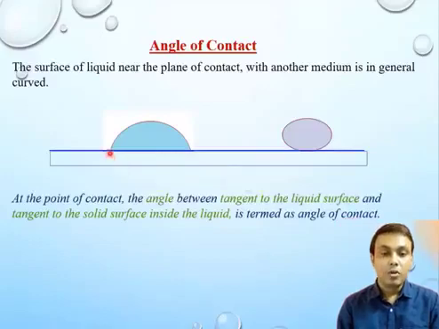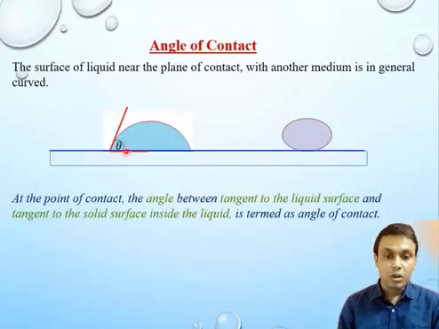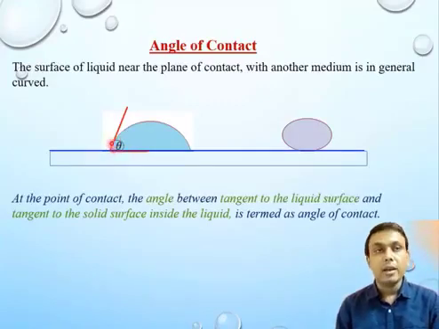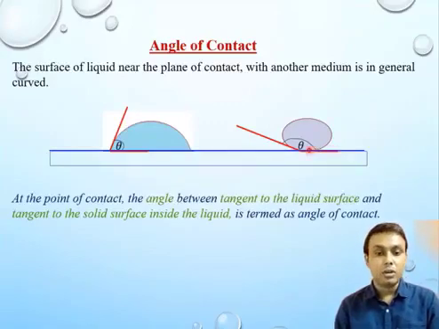That means if at this point we draw a tangent to the liquid surface and a tangent to the solid surface, that angle formed between them is called angle of contact. Similarly here, this is the tangent drawn to the liquid surface, this is the tangent drawn to the solid surface, and the angle in between these two is the angle of contact.